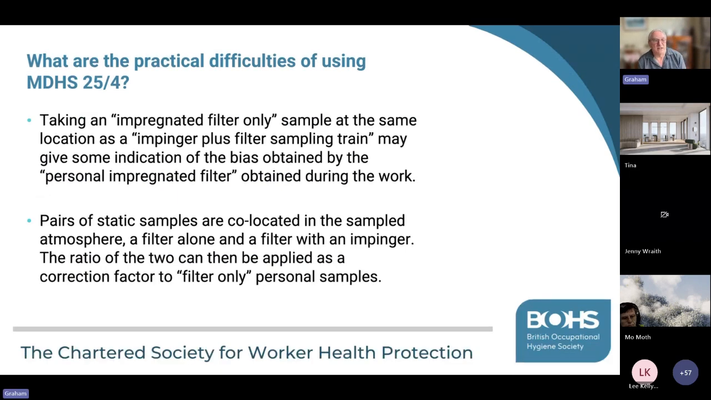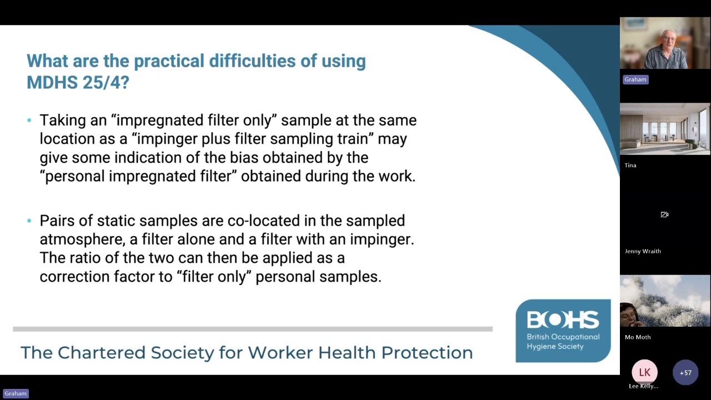So how can you check to see whether you're getting undersampling or underestimates of sampling in your particular case? What you can do is set up a static sampling train. In the static location, you can have one sample where you're using the impregnated filter only, and a second sampling train where you've got the impinger plus the impregnated filter. The impregnated filter only gives you the value that you would get if you were using a personal sampler, and the combination gives the total isocyanate in the other sampling train, which allows you to compare to that value to see how much you're undersampling by.